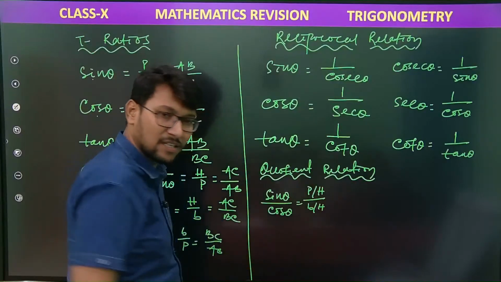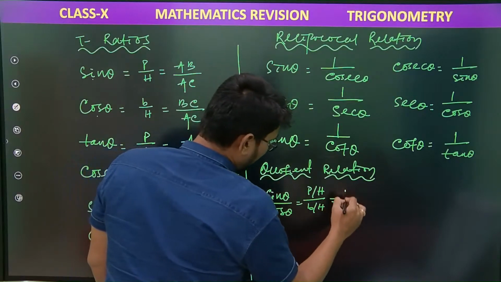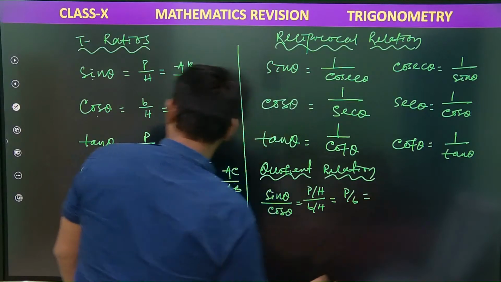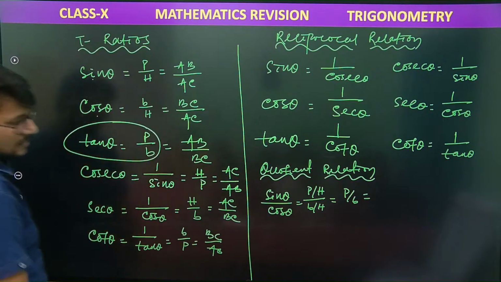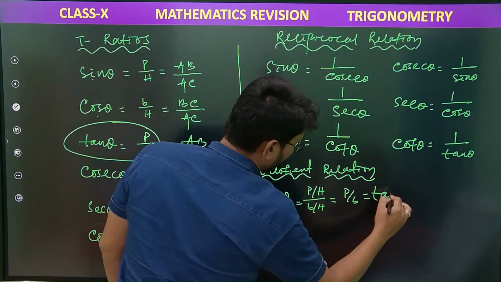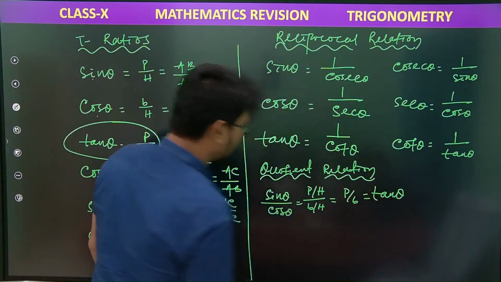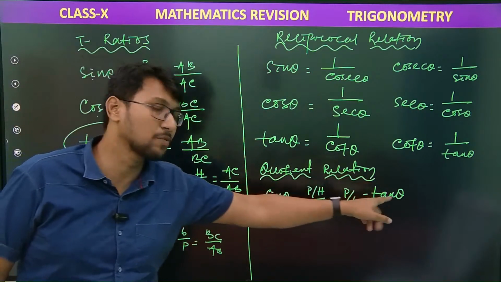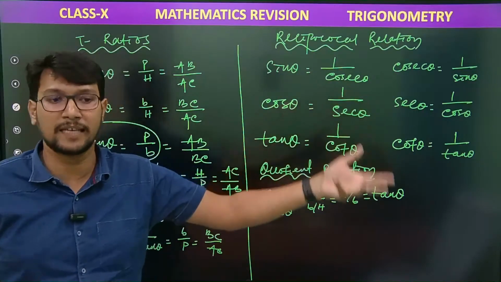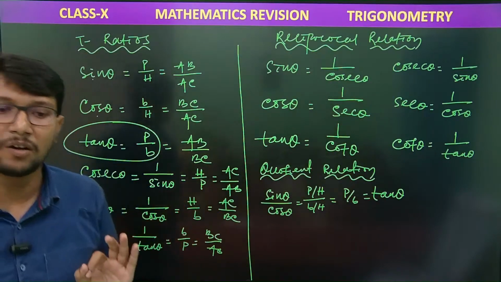Therefore, h cancelled or not? So what we will get? P by b. P by b is whose relation? Check. P by b. That is tan theta. So this is the first quotient relation between sine and cos. Sine and cos quotient is tan. Tan theta equals sine theta by cos theta.